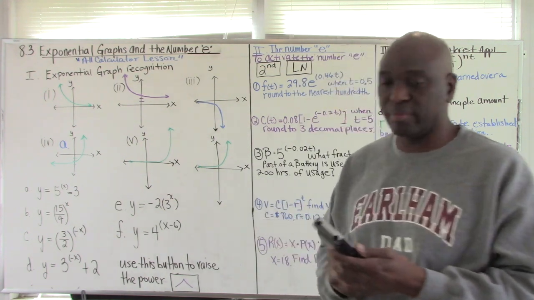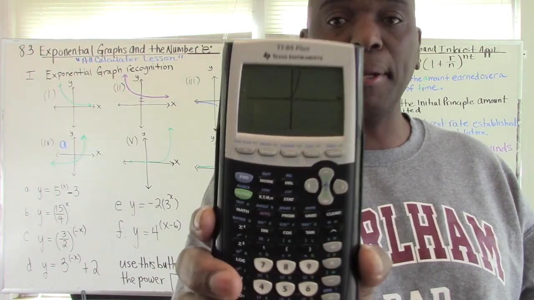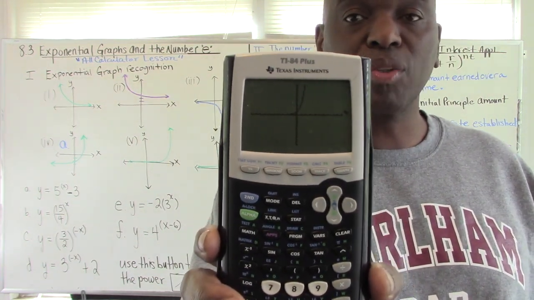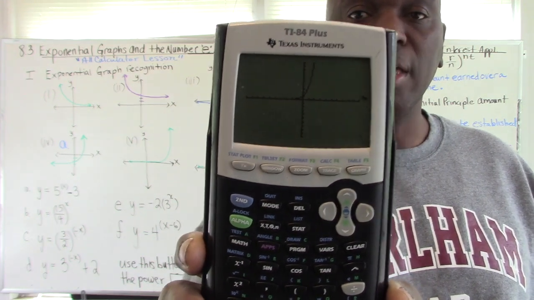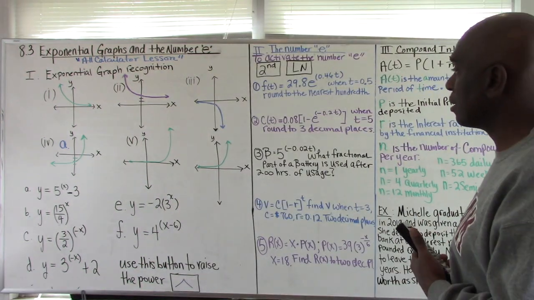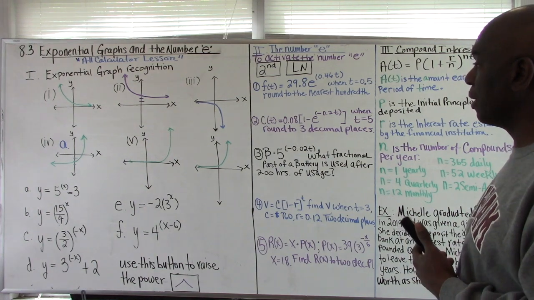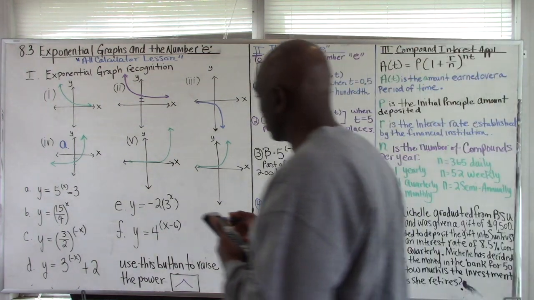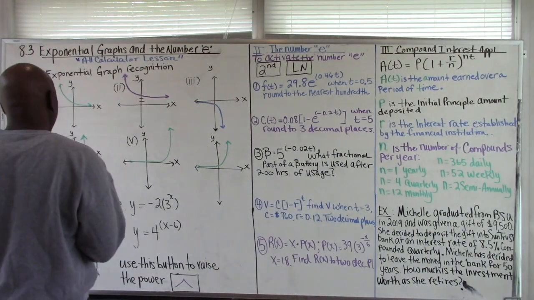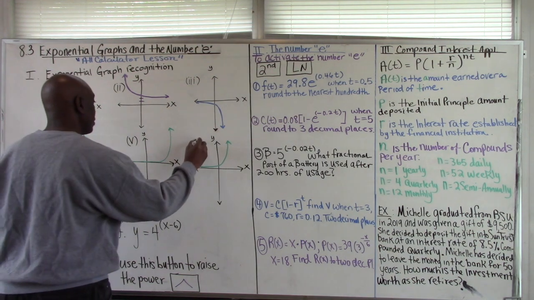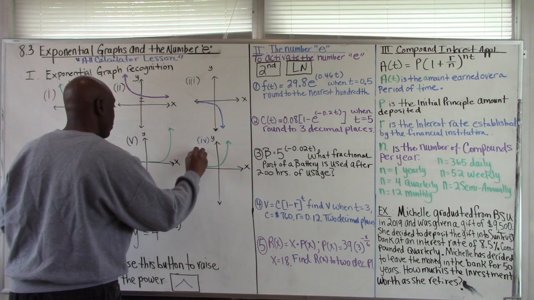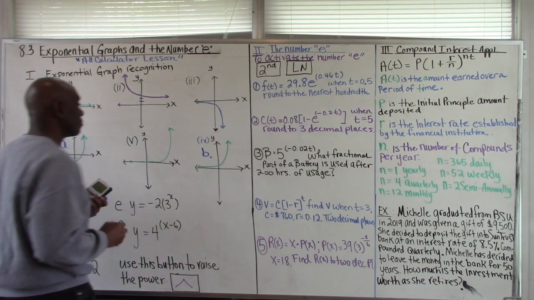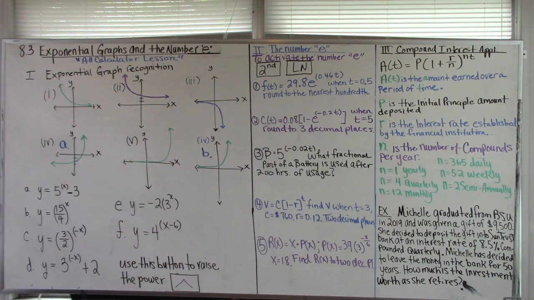Here's what mine looks like. Do you have that? And so, which graph is B? Obviously, B is number 6. And there we go. This one is B, graph number 6.